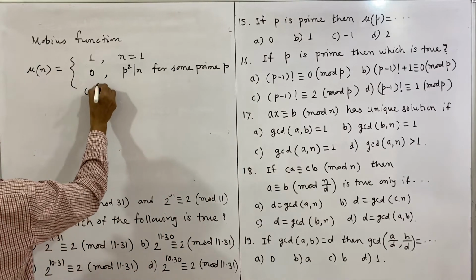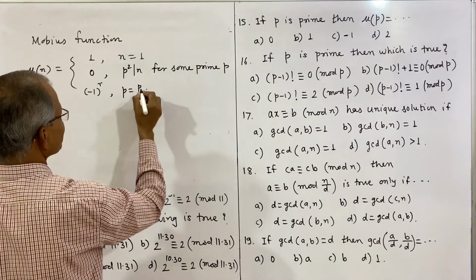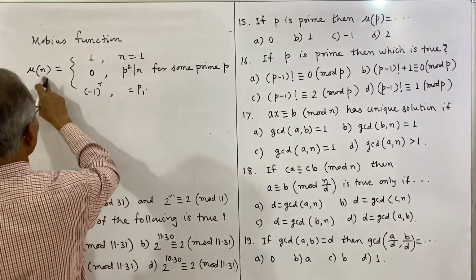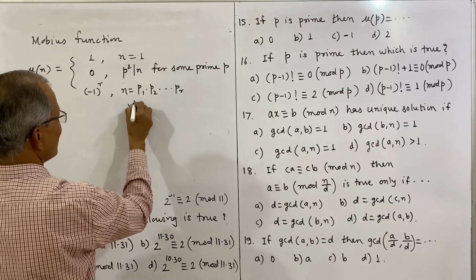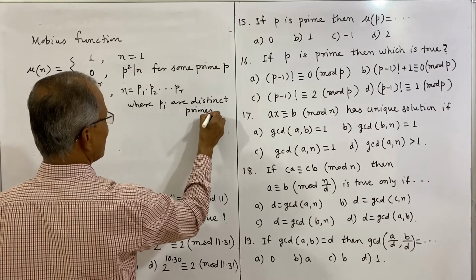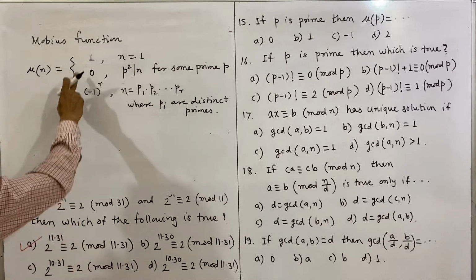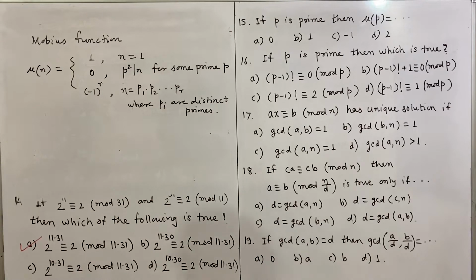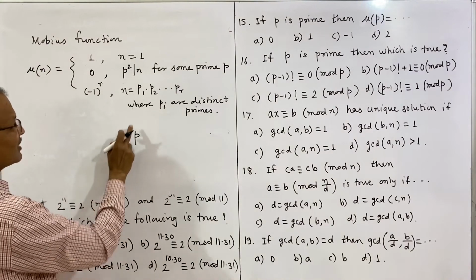and this is equal to (-1)^r if n is written as a product p1 p2 up to pr of distinct primes, where the pi are distinct primes. So this is the result to be remembered about mu of n. Now if p is prime, then which result will hold here? So p is prime, then p can be taken as p itself, prime factorization, and therefore this result can be used.